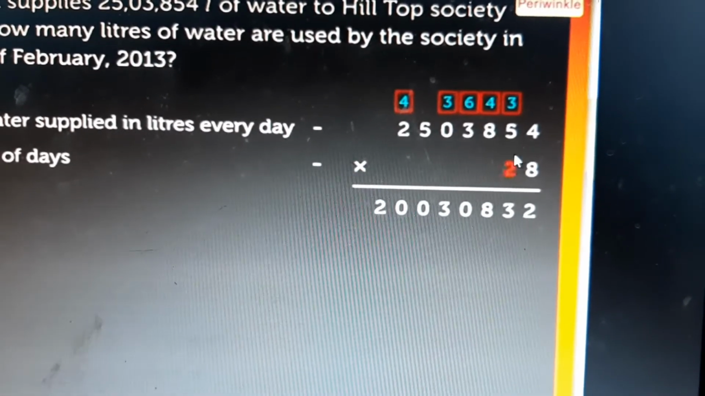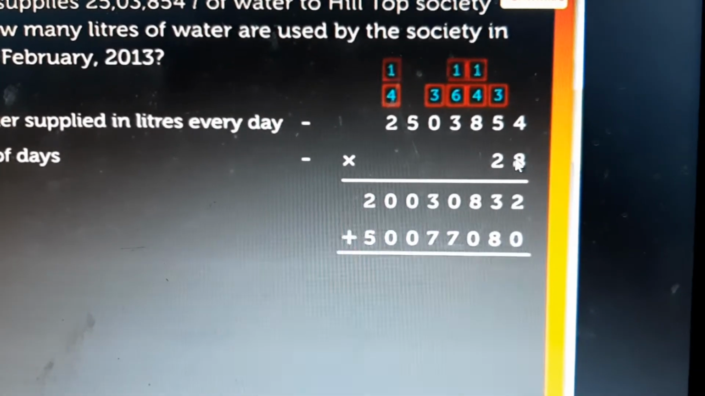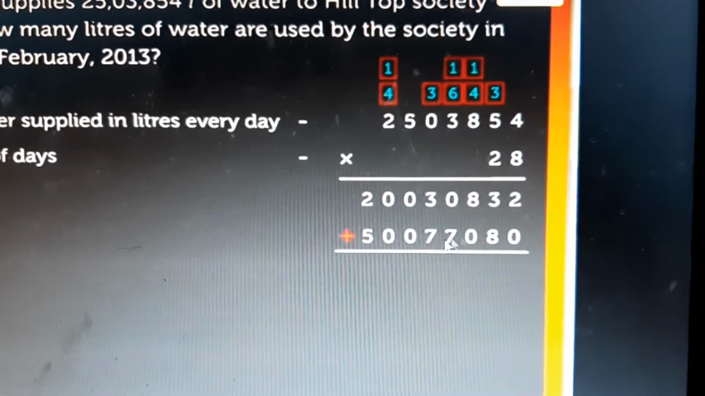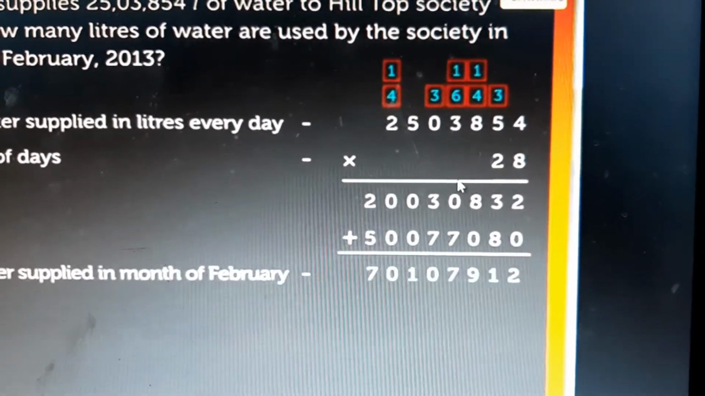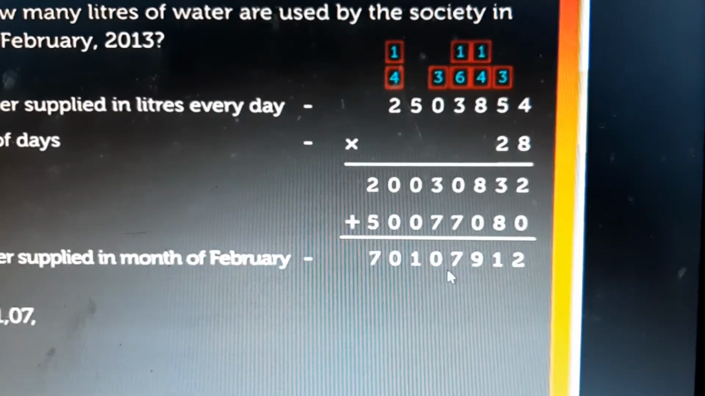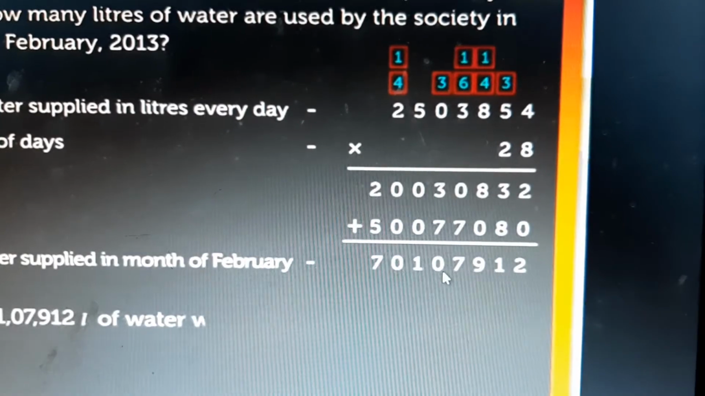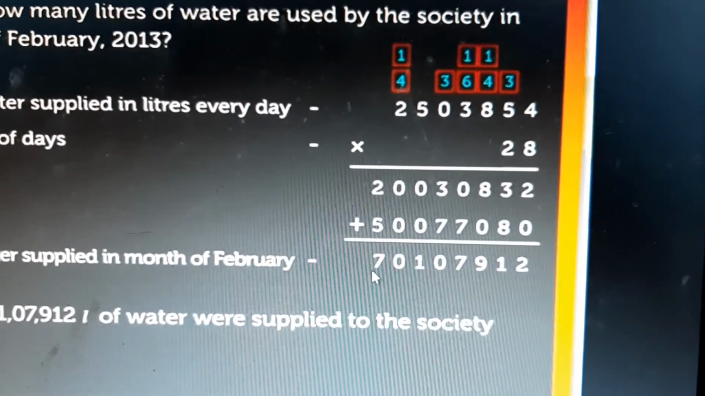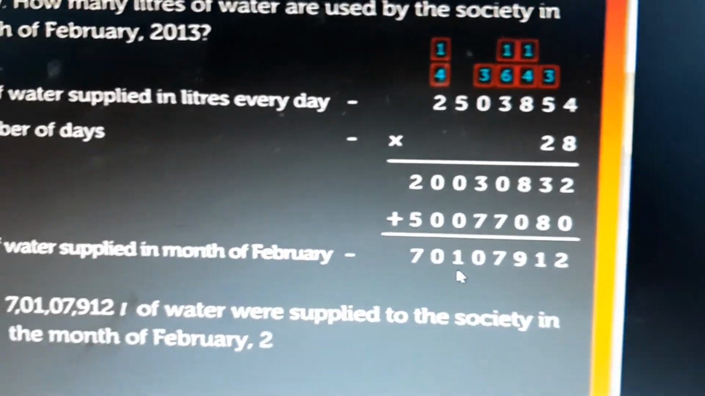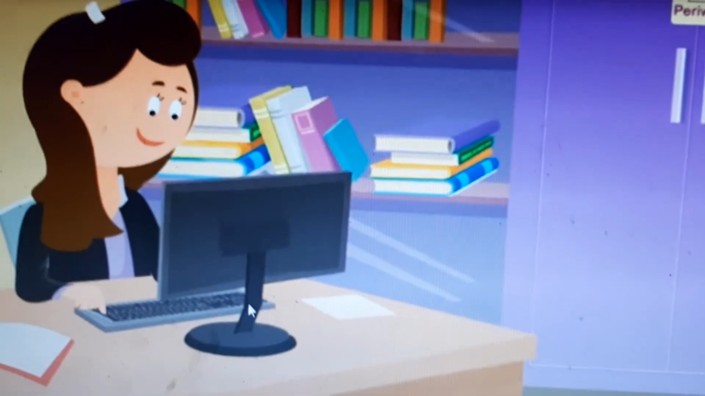You all know how to multiply now, so I am not taking it again. We just have to multiply with 8, and then multiply with 20, and then we add. When we add, what is the answer that we are getting? See here, we have 912, then 7,000, then 1 lakh and 7 crores. So the answer is 7 crores, 1 lakh, 7,912. I hope you have understood this problem.